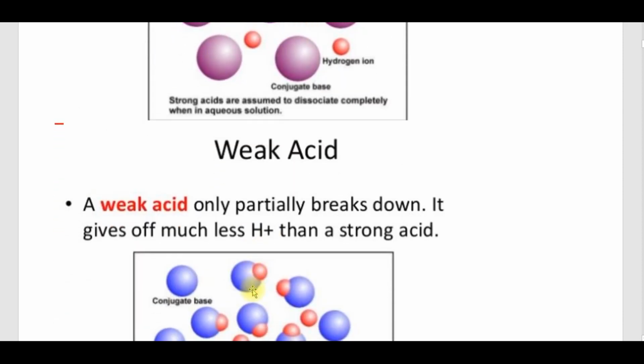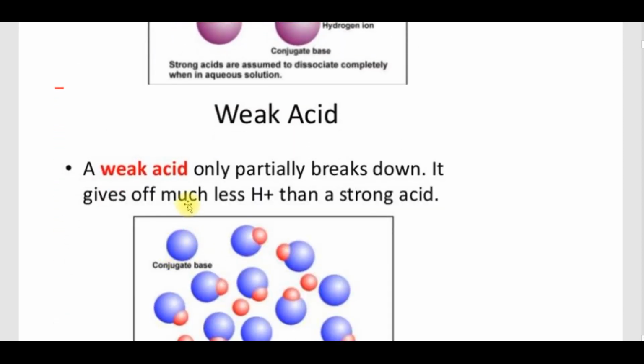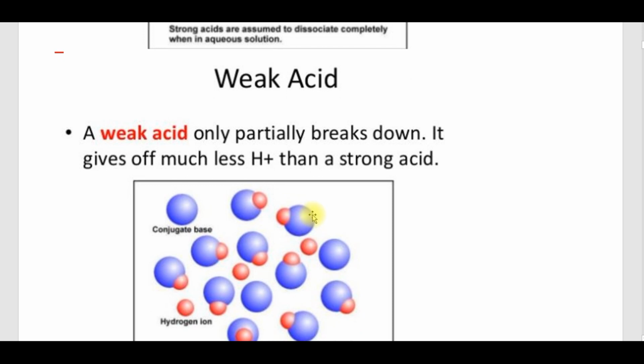Then what does a weak acid mean? A weak acid only partially breaks down, or it gives off much less H plus than a strong acid. If I take a particular substance and it is dissolved in water and it is not completely dissociated, then I can say that particular substance is a weak acid. Why? Just because that substance is not fully broken down, not fully ionized, not fully dissociated. Such substances are called weak acids. That means partial breakdown is taking place.